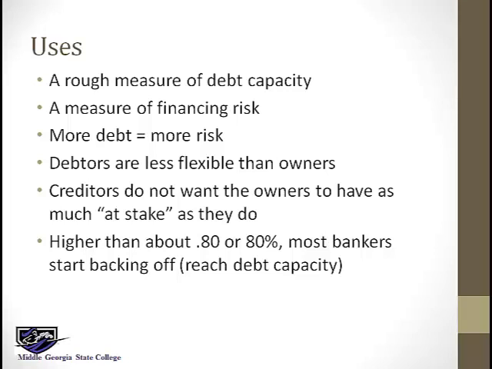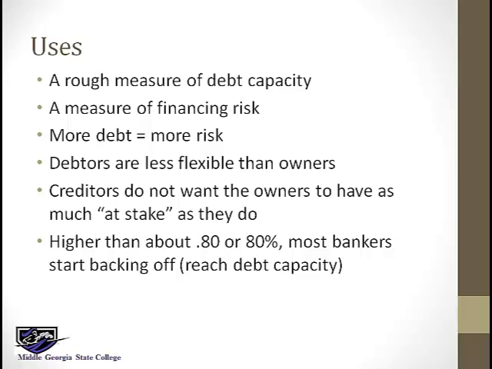So how can we use this statistic? The debt ratio is a rough measure of debt capacity. It is certainly a measure of financing risk, because the more debt you have, the more risk you have. Creditors are not as flexible as owners. If you have a bad year and can't repay the debt or can't pay the interest, they're not going to give you an extra year to see if you can work it out, whereas owners do.